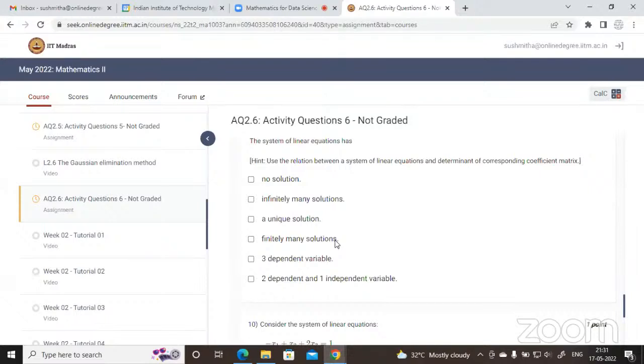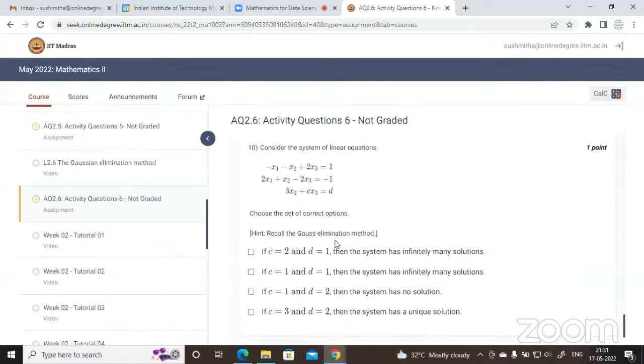10th question, please. How to find C and D? No, you needn't find C and D. Options are given here. If C is this, D is this, then you have to find out what the system has. Ma'am, in this question, I first write an augmented matrix and reduce it, then we put the value of C equal to every option, then we find the solution. Yeah, that's how you do it.